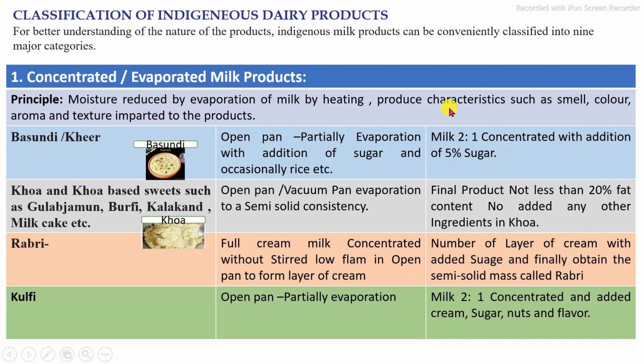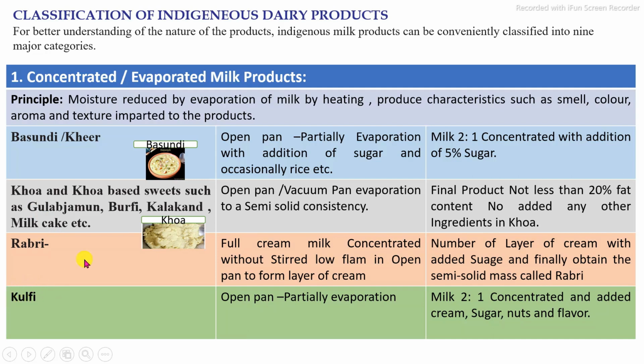Whatever milk constituents are present produce a specific characteristic smell, color, aroma and the final texture of the product. The main products include, first, basundi, which in some regions is also called kheer. If basmati rice is added to basundi, it is called kheer. Then the second one is khova, which is very popular for the production of a number of sweets. Then rabri, which is similar to khova but slightly different in the manufacturing process.